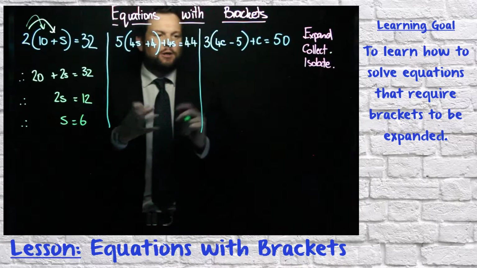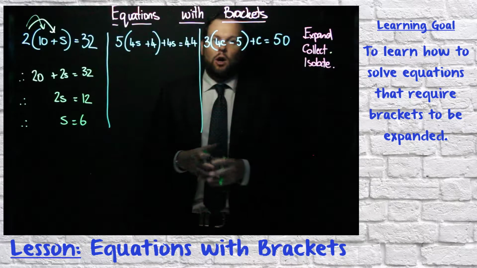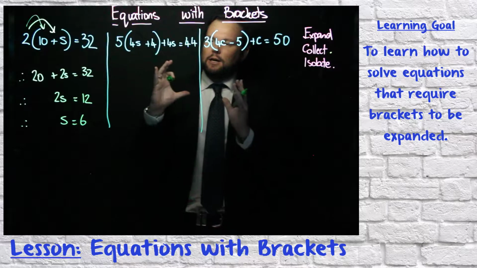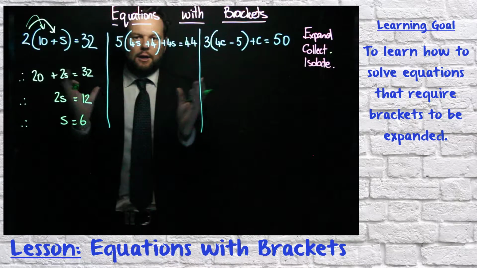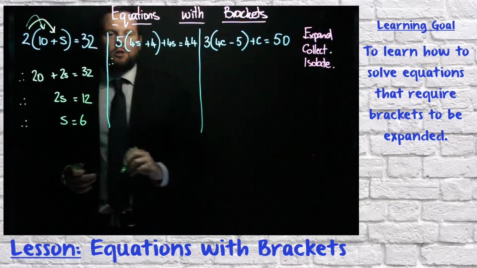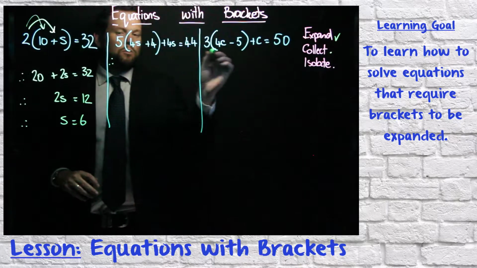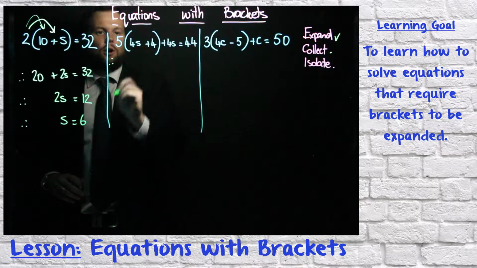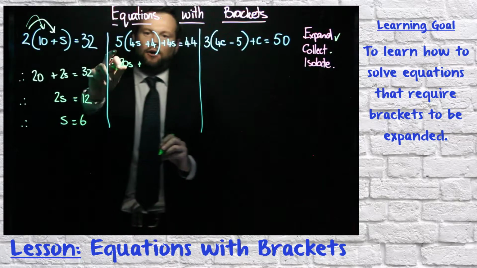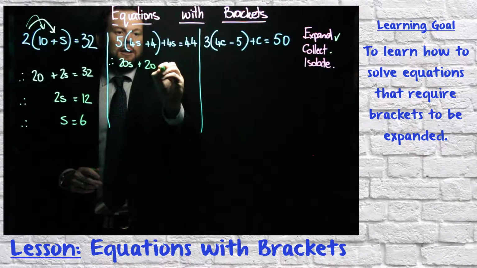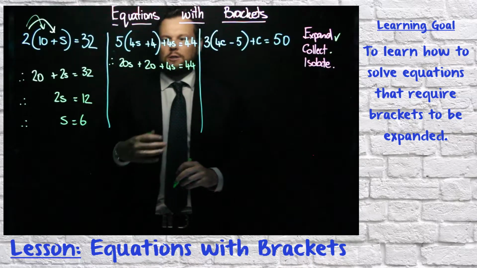Now with these next ones, we're going to have to collect some like terms, because when we expand on our left-hand side, we're going to have expressions on our left-hand side that have multiple terms in them that we can collect. So let's start off firstly by expanding. Okay, we might do both expansions at once. So 4 times 4s gives me 20s, and 5 times 4 gives me 20. Then the rest of that side stays the same, as does the right-hand side.